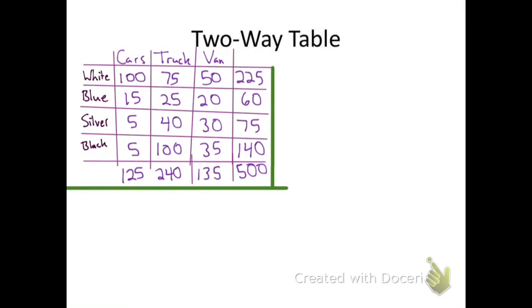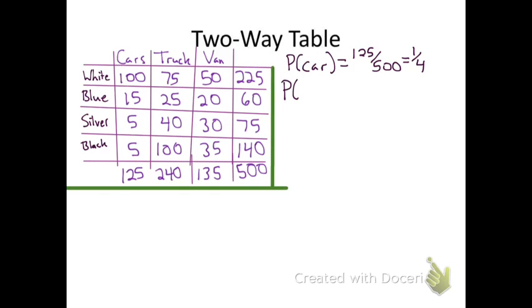Now for our last example, we're going to look at this two-way table where we're comparing cars, trucks, and vans, as well as white, blue, silver, and black colors out of 500, let's say, vehicles in the parking lot. So let's start working our way through some of these. If I started with the probability that I would pick a car out of all of these in the lot, I'm looking at this column, and there are 125 out of 500 cars. And that reduces to be 1/4.